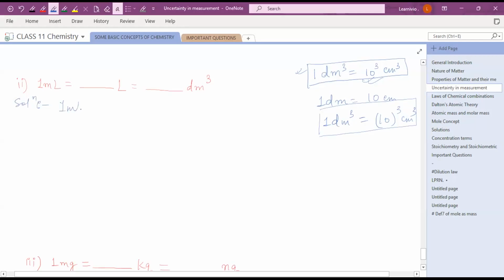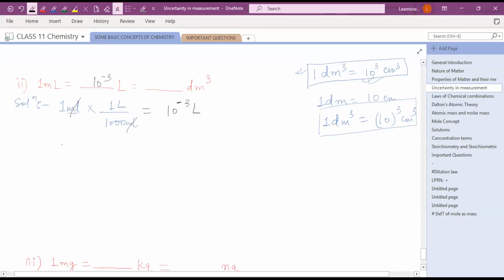We know that 1 milliliter into, so milliliter we will write in the denominator. In 1 liter, how many milliliters are there? 1000 milliliters. Just calculate it. You will get 10 to the power minus 3 liter. In 1 milliliter, how many liters are there? 10 to the power minus 3. This milliliter and milliliter will cancel out and you will get the value in liter, which means 10 to the power minus 3.